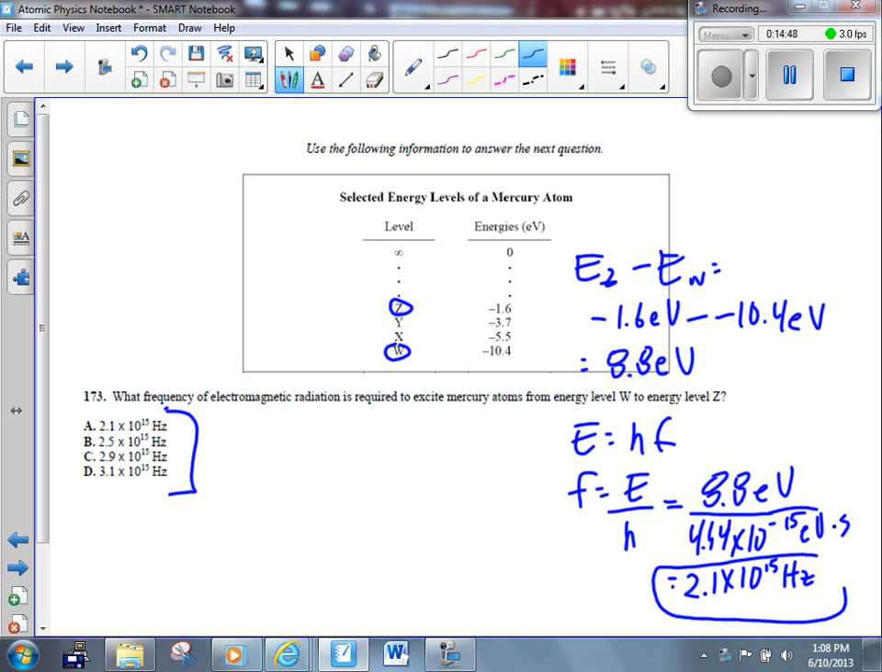10 to the 14, 10 to the 15, those are all 10 to the 13. Those are all good values that it could be.